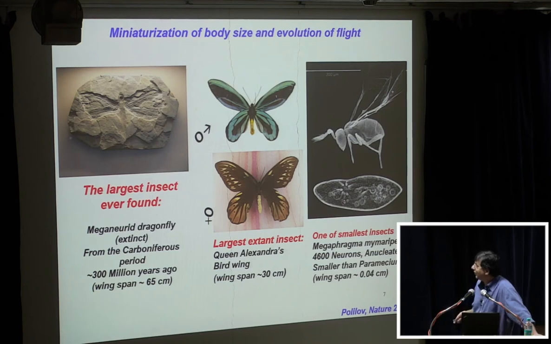It's a type of wasp called Megaphragma mymaripenne, and it is a little less than 200 microns in size. For comparison, that is the cell of a paramecium. These are both to scale, and you can see that this animal is smaller than some single-celled animals.